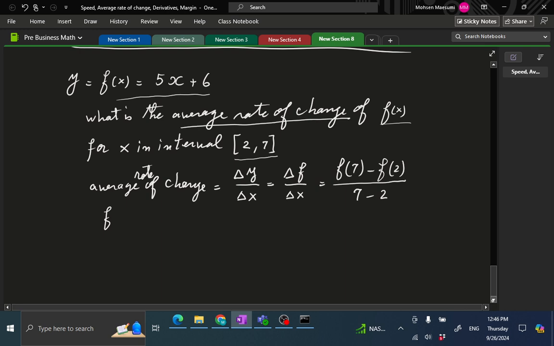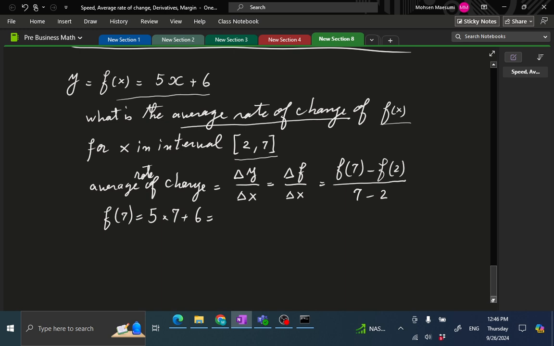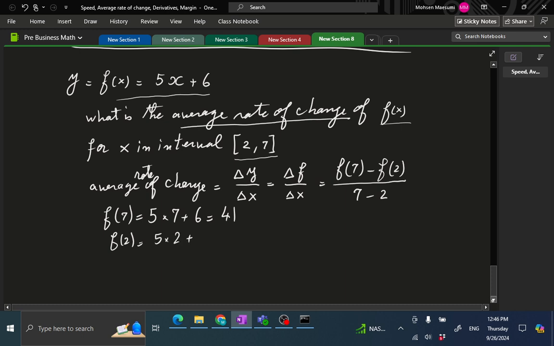Now then we go ahead and calculate what is f of 7. F of 7 is, well, 5 times 7 plus 6. So we replace x by 7 and figure it out. 5 by 7, 35, and 6 is 41, of course. And f of 2, that is 5 times 2 plus 6, and that is, of course, 16.